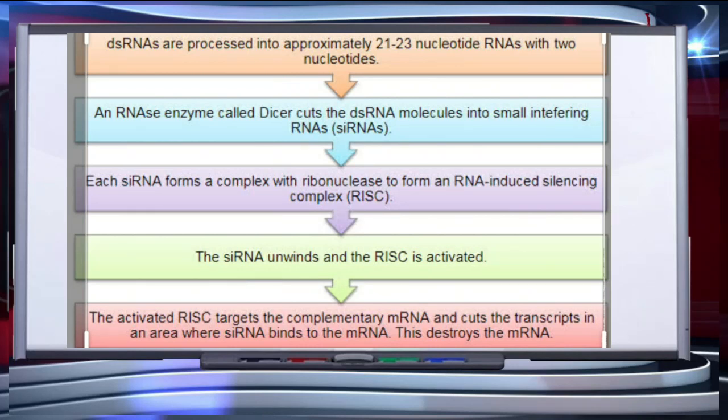Agrobacterium vectors are used to introduce nematode specific genes into the host plant. It produces both sense and antisense RNA in the host cells. These two RNAs are complementary to each other and form a double-stranded RNA or dsRNA that initiates RNAi, that is RNA interference, and hence silences the specific mRNA of the nematode.